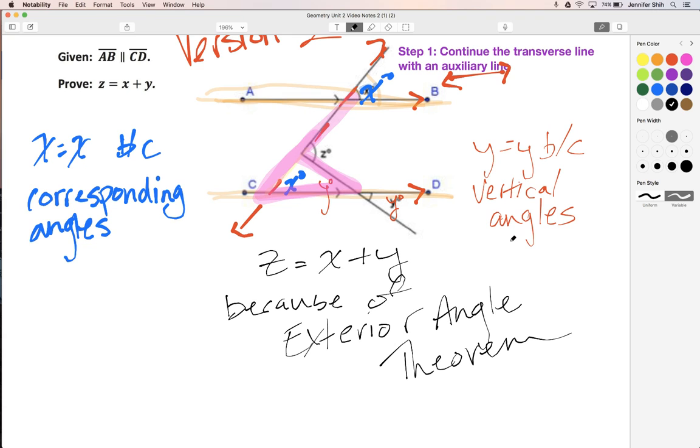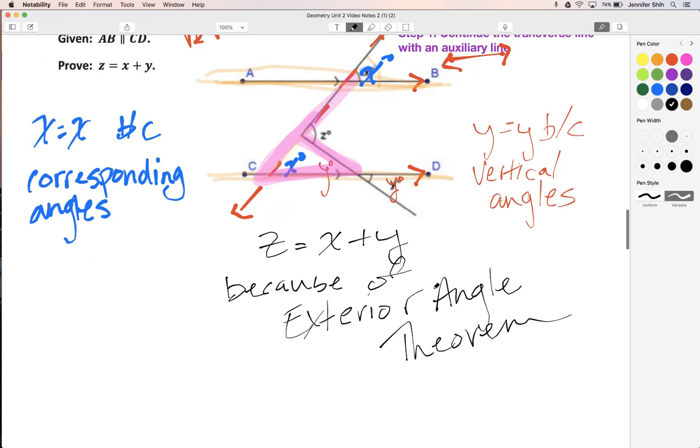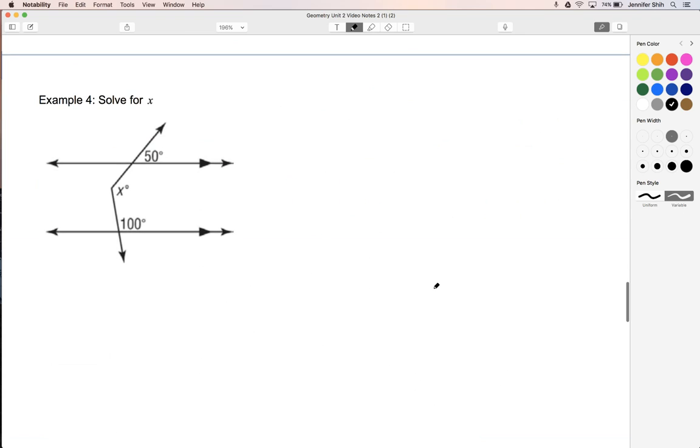Boom. It's also true, and that is version 2. If you need to write this down, pause. This is a good time to pause. Meet me on example 4. We have 2 more examples to get through, and I'm talking a lot faster than last time I recorded this.